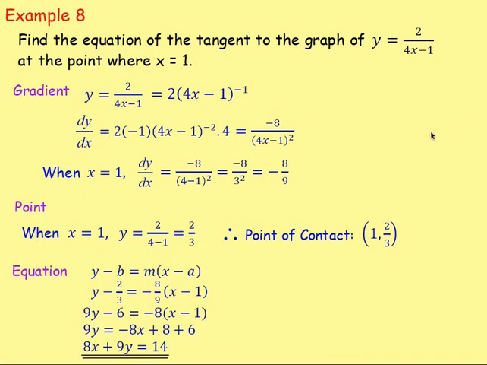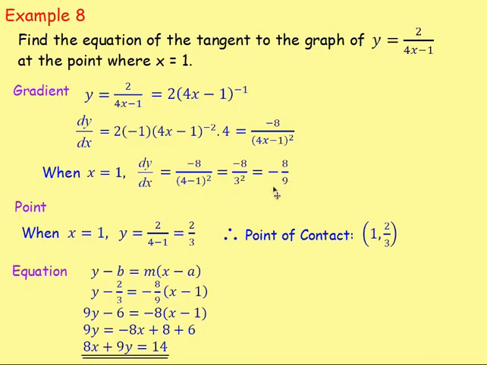This one here, we're wanting the equation of the tangent to the graph of y equals the 2 over 4x minus 1 at the point where x is 1. Again, it's the equation of the tangent when it's the gradient. When it's the equation of the tangent, you're thinking gradient point equation, a straight line gradient point equation. So differentiate to get the gradient.